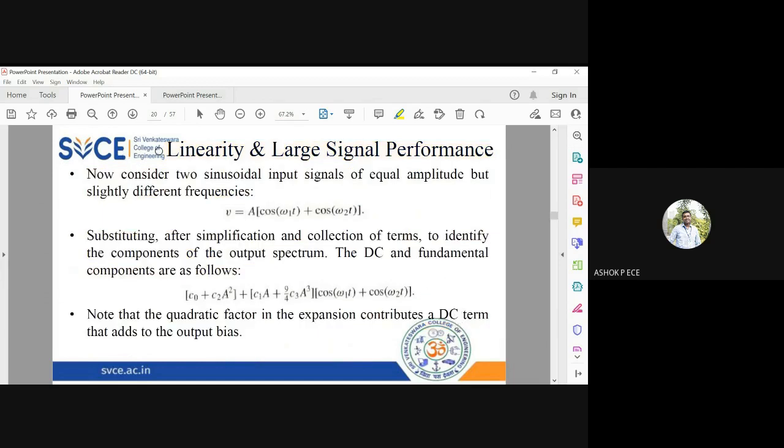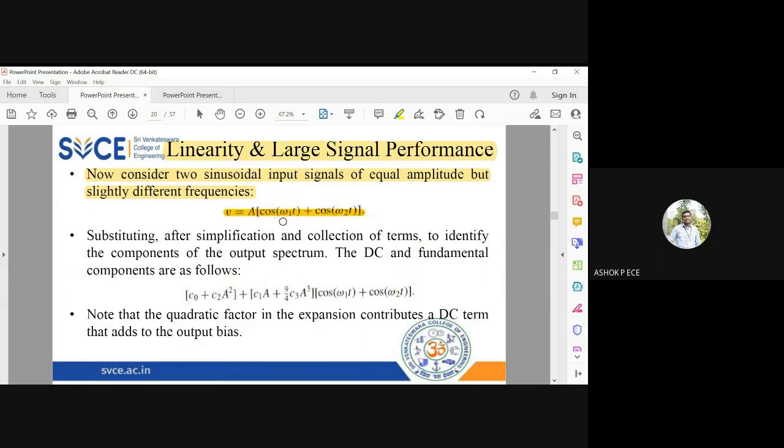Whenever you are going to measure SFDR, I'm not going to give one input signal. I'm going to give two tones. Tone means one frequency. So two tone means I'm going to give a linear combination of two frequencies which are very close to each other.